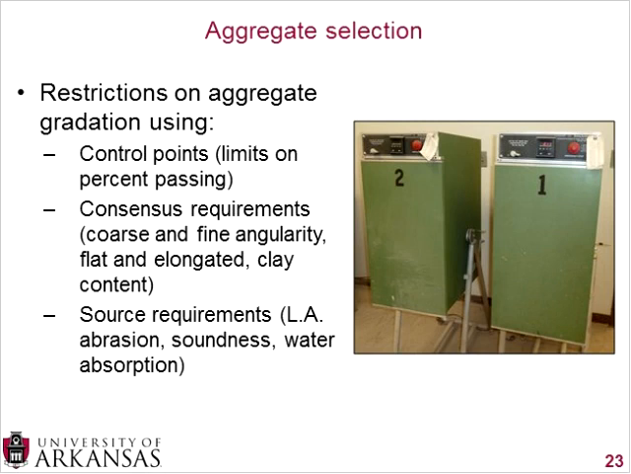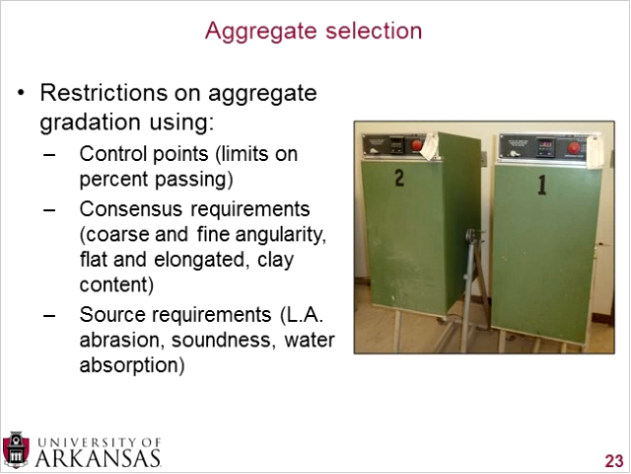And at each sieve size, or P200 sieve, excuse me, at each sieve size you can establish control points, and there are 4 used for Superpave right now on specific sieves. But if you want more restrictions, you can add control points as you desire. You're looking at both consensus requirements and source requirements.